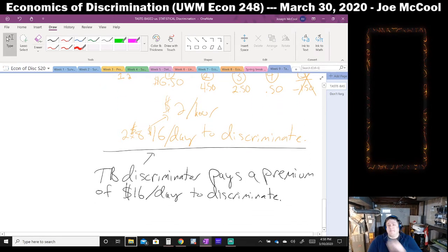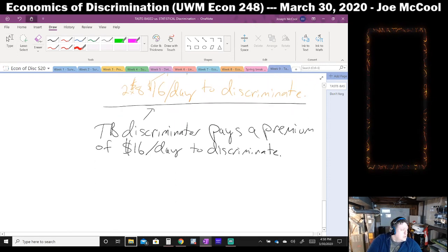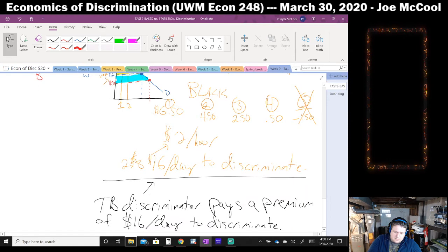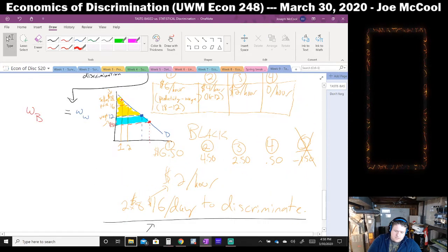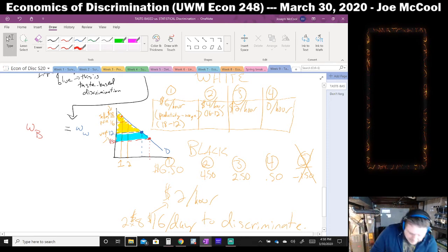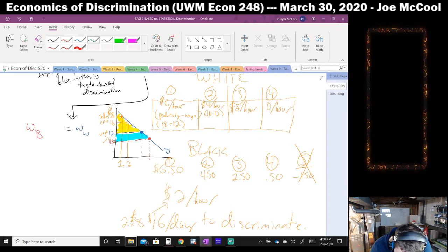Now, because of that, we would expect non-discriminators to then hire up the cheaper labor and put this discriminator out of business. So if we want to try to model this algebraically, I think it's worth our time, so we will do that real quickly.